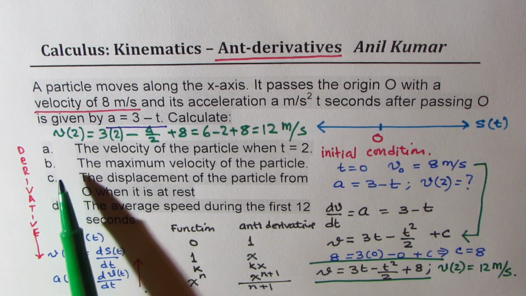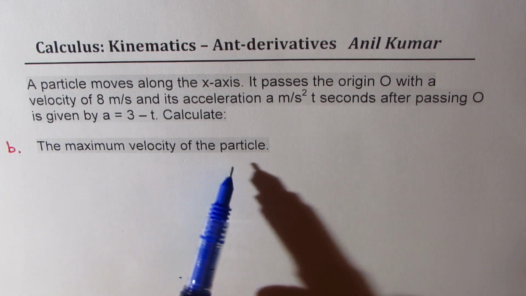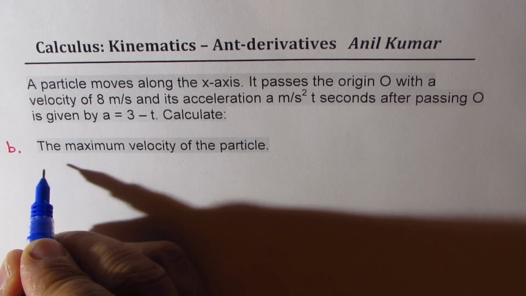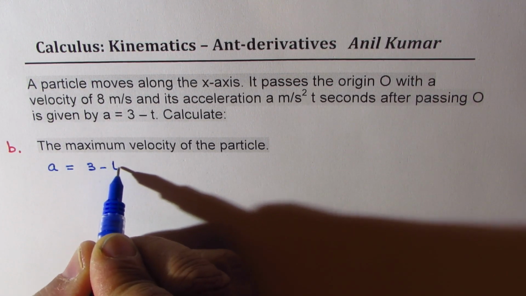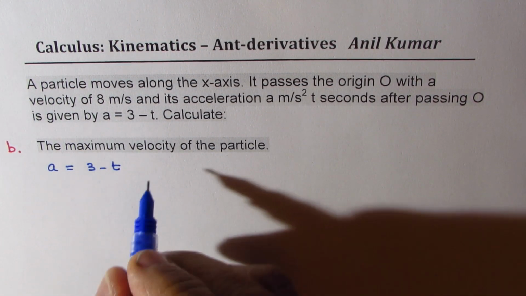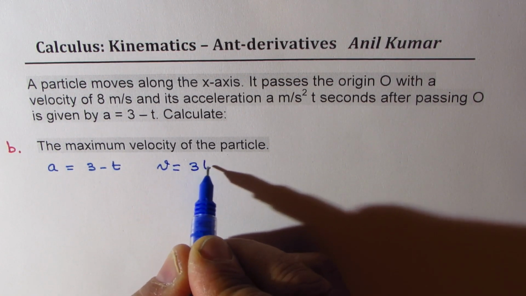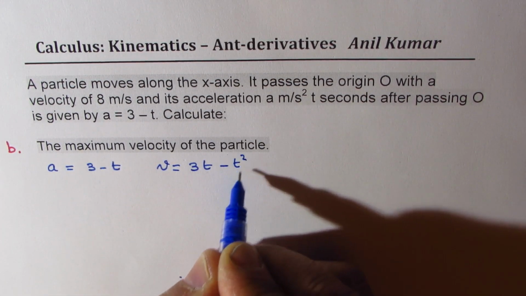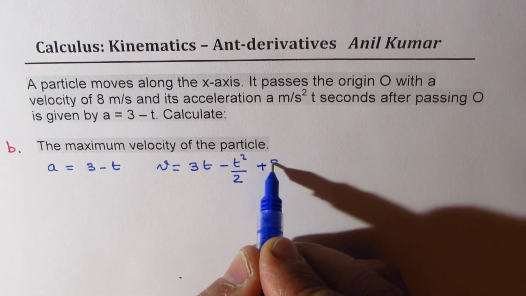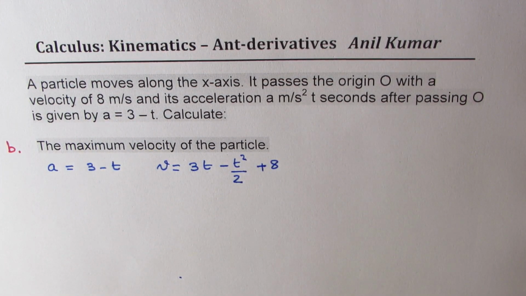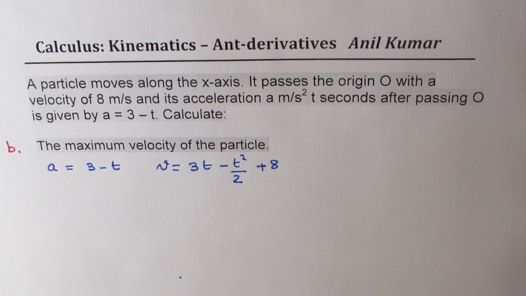Now let's move on and find the maximum velocity of the particle. We are given that a, the acceleration, is equal to 3 minus t. We also derived that the velocity of the particle, v, could be written as 3t minus t squared over 2, and the initial condition of 8 meters per second means plus 8. So that is how you can directly get the velocity by doing the antiderivative of a.